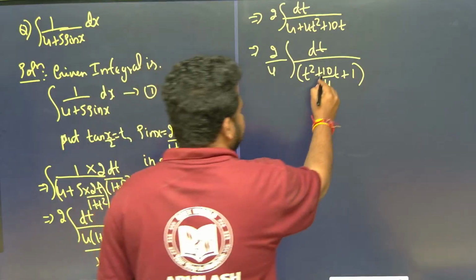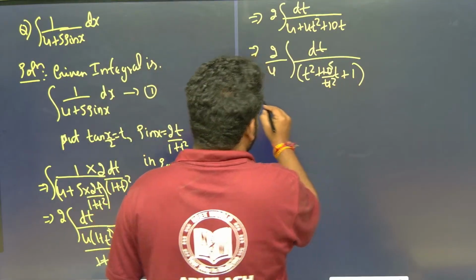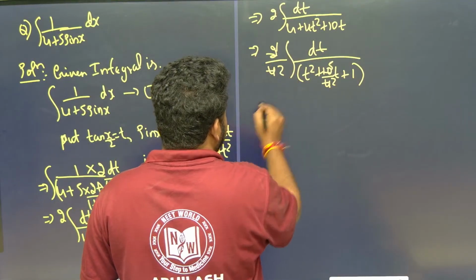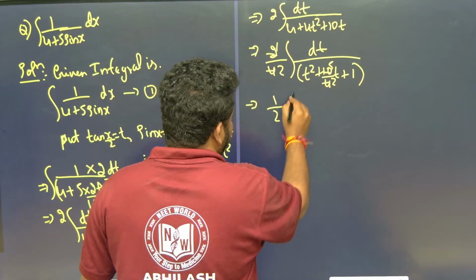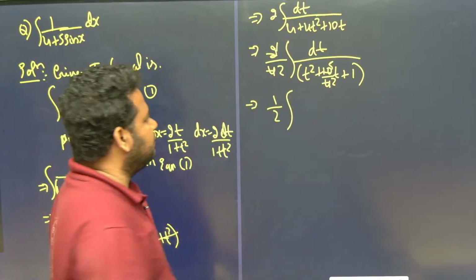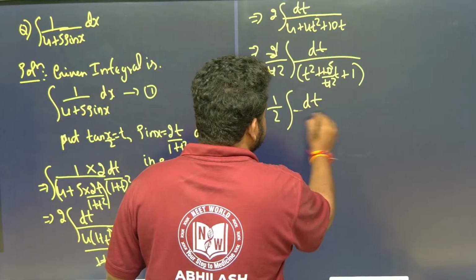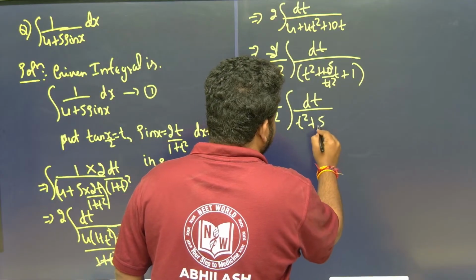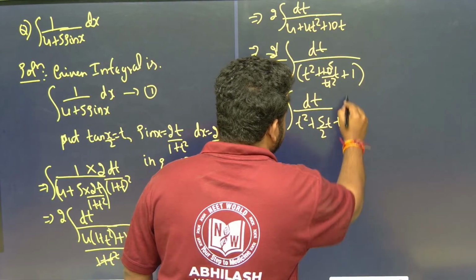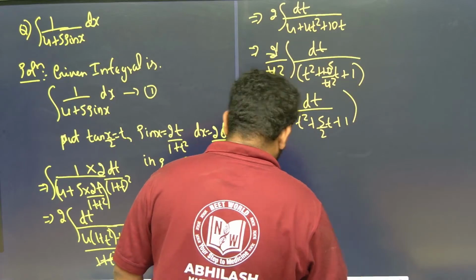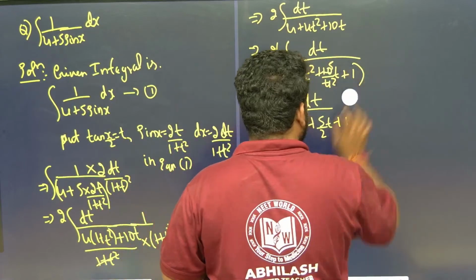This can be written as 5 by 2. So this will become 1 by 2, the integral of 1 by 2 dt by t square plus 5 by 2t plus 1. Now this is what I'll have, see here.